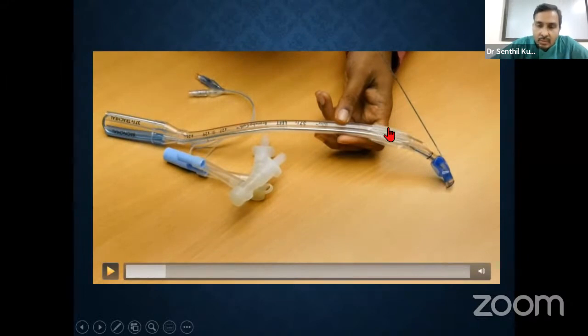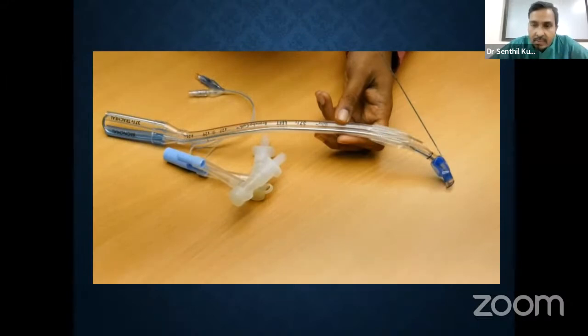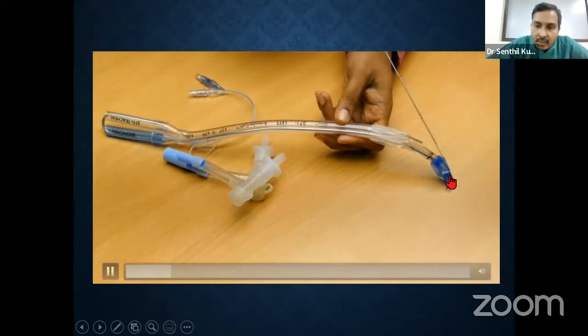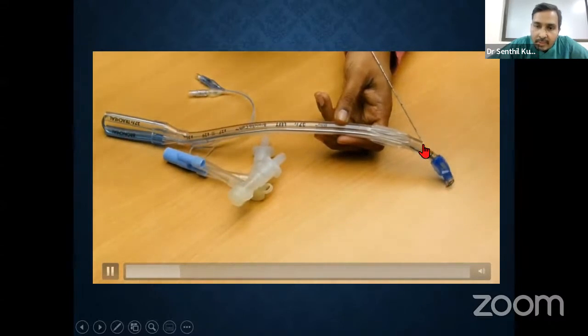This is like the usual cuff. It is going to be placed above the level of the carina, and you can put around 8 to 10 ml of air. So this is the routine high volume, low pressure cuff. You can see two openings. One is in the tip, which is going to open at the level of the bronchus, and this one is going to open at the level of the trachea.